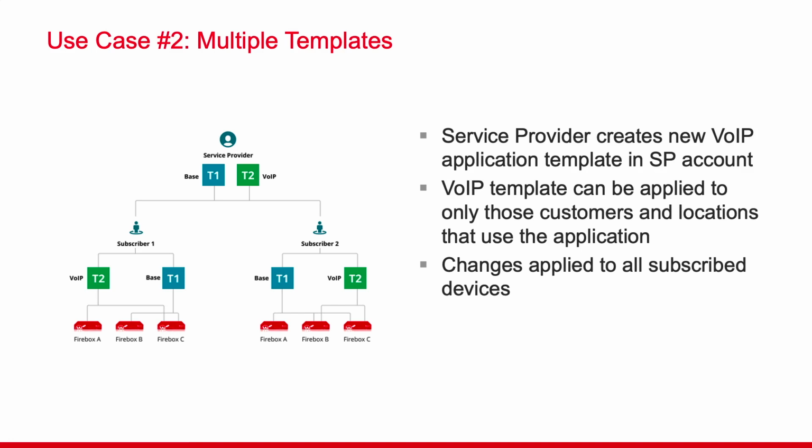So in this case, we have two templates instead of one. The service provider creates a new VoIP application template at their service provider account level. That's T2 in the diagram. This VoIP template can then be applied to only those customers and locations that use the application. Changes are applied to all subscribed devices.